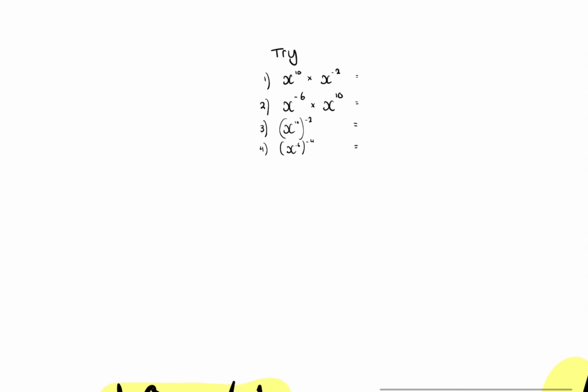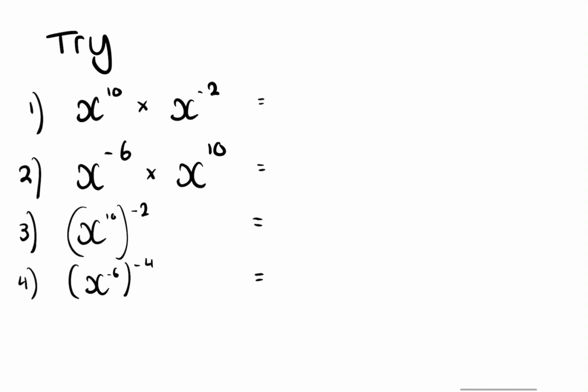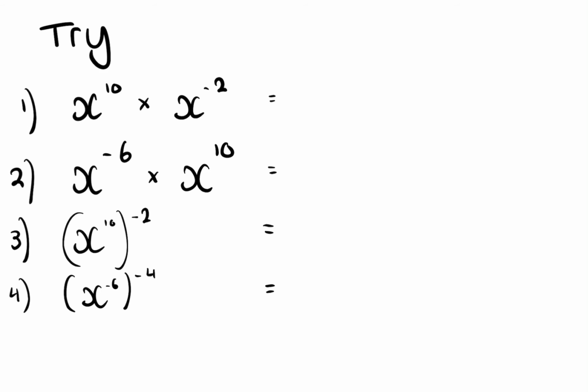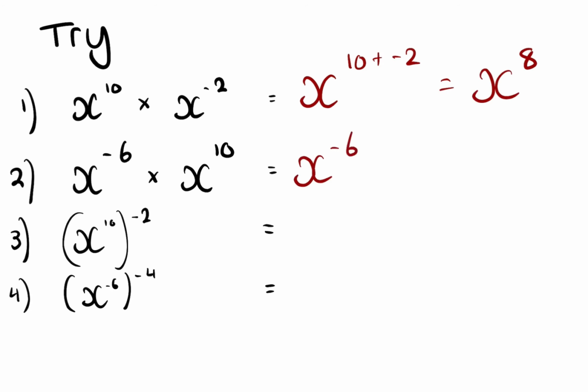So here's some questions for you to try. Pause the video here. Have a go. Okay, some answers. So we're looking at, a bit bigger there. X 10 add negative 2, which is x to the positive 8. Negative 6 add 10, to be x to the positive 4.